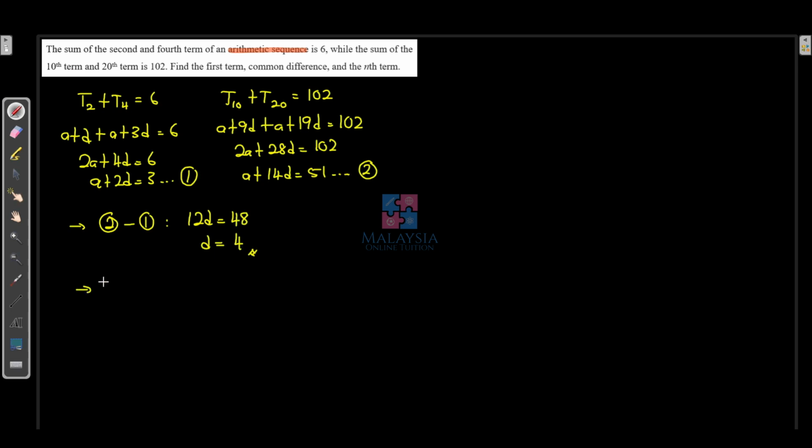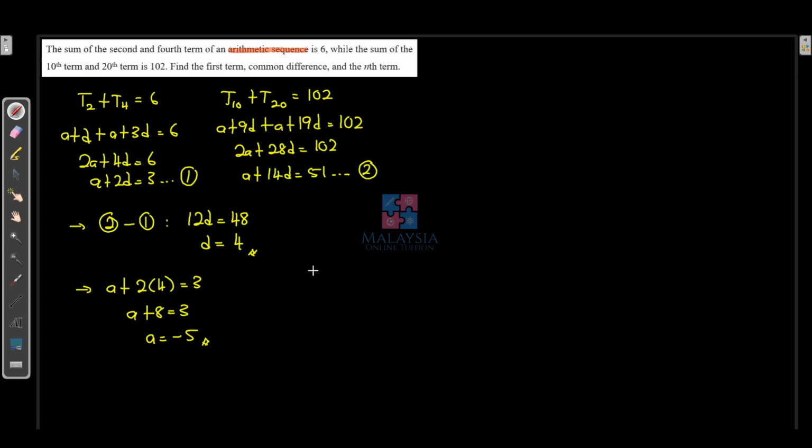So then for the first term, we have a plus 2d, so that is 2 times 4 equals 3. So a plus 8 equals 3. And finally, a equals 3 minus 8, which is negative 5. So this is the answer for the first term.